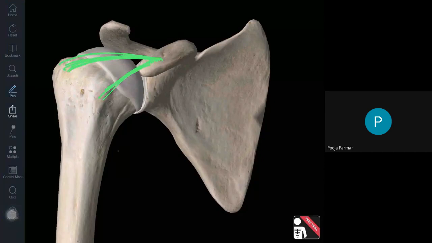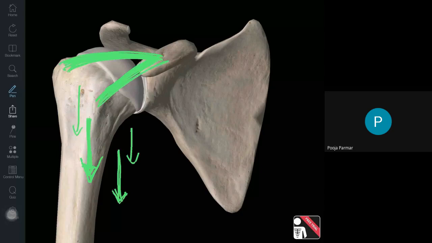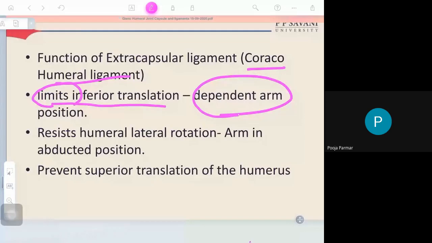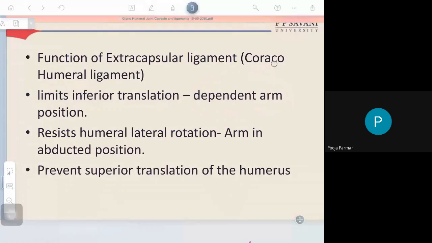Due to gravity, the humerus may slide inferiorly. Clear? When the humerus is sliding inferiorly, this ligament will become taut. So it provides inferior stability against inferior translation. It will not allow the humerus to translate inferiorly because this ligament becomes taut. Clear? And second, see, it limits inferior translation in the dependent arm position.